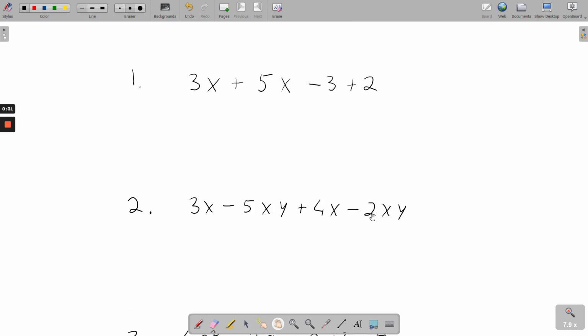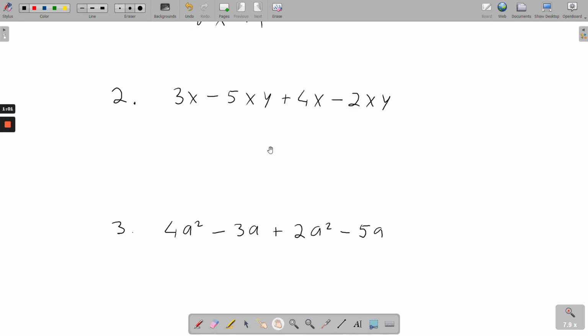The first one to start off here is 3x plus 5x minus 3 plus 2. So we're just going to simplify that. What you do is you take your two x's together and add them both on, so we'll highlight them. We're going to put 3x plus 5x, and then minus 3 and plus 2. So 3x plus 5x gives us 8x. Let's put in our equal sign as well. 8x, and then minus 3 plus 2 is plus 1.